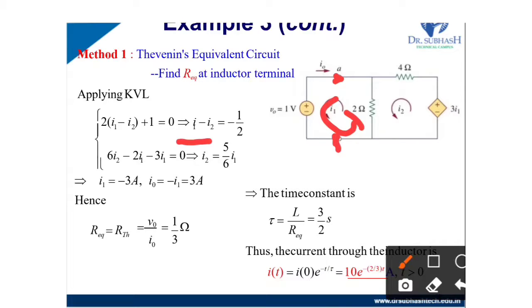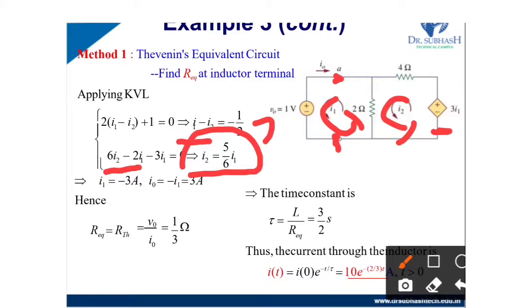From the second loop, it is 6 I2 minus 2 I1 minus 3 I1. So I2 equals 5 by 6 I1. We have two unknowns, I1 and I2, and two equations. So we will put I2 equal to 5 by 6 I1 in this equation. So we will get I1 equal to minus 3 ampere and I0 equal to minus I1 equal to 3 ampere.